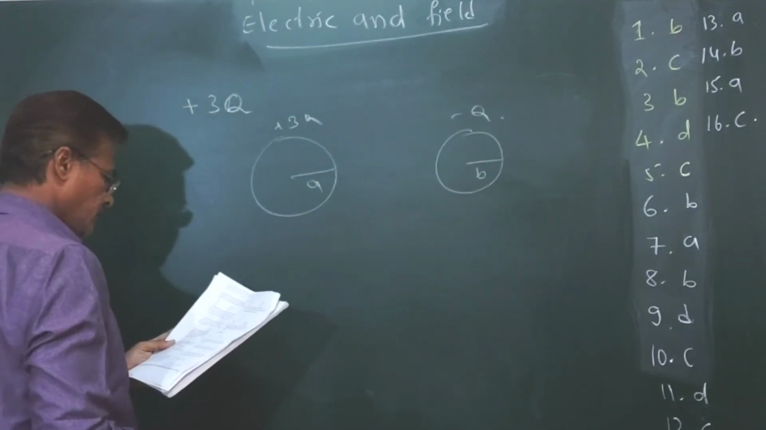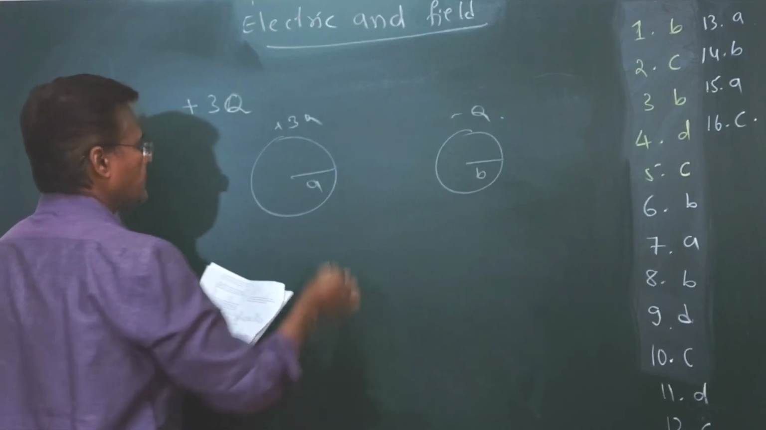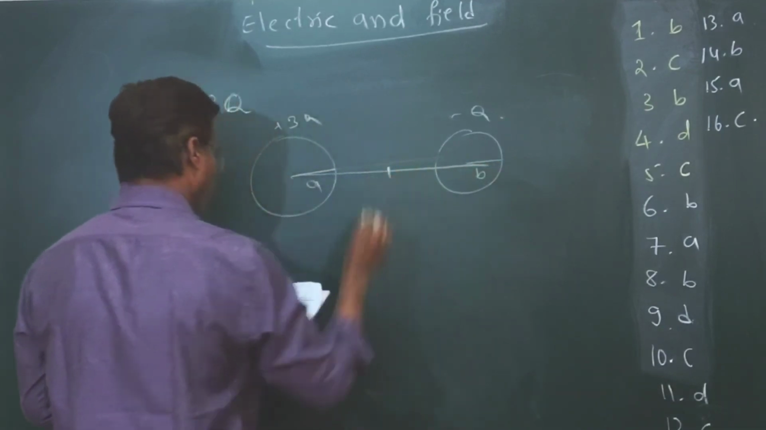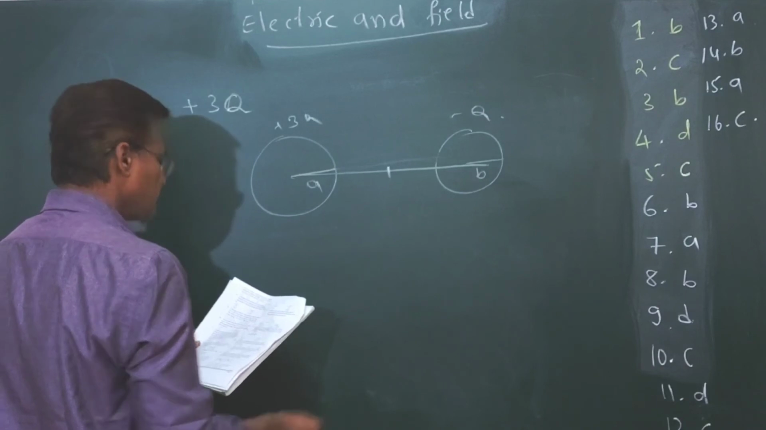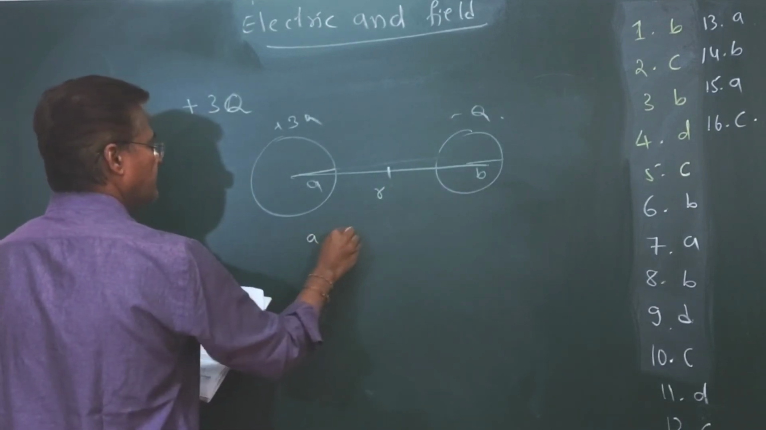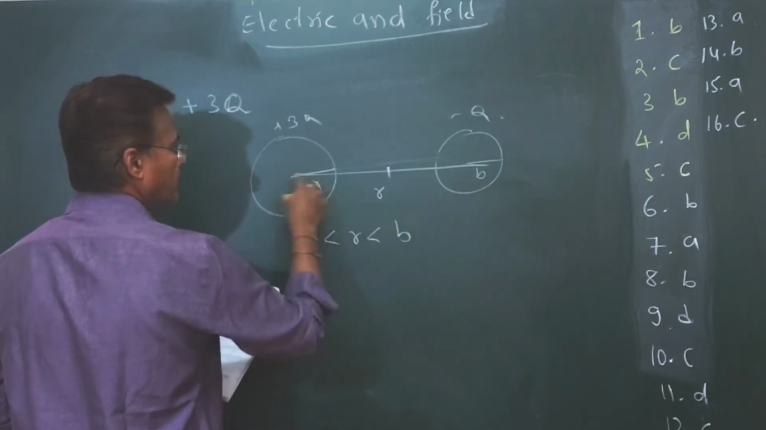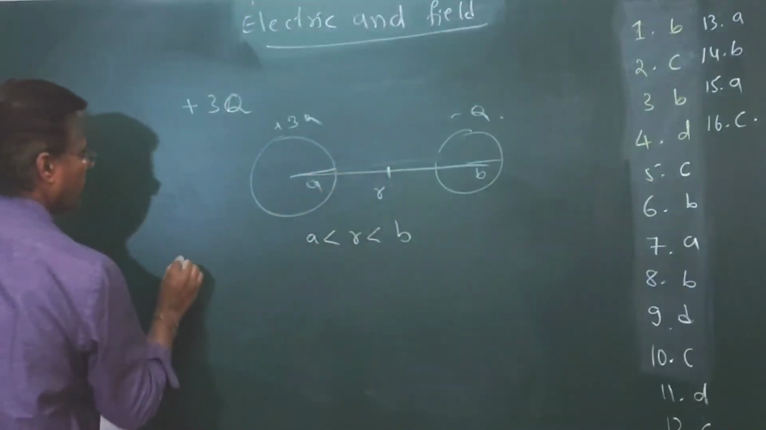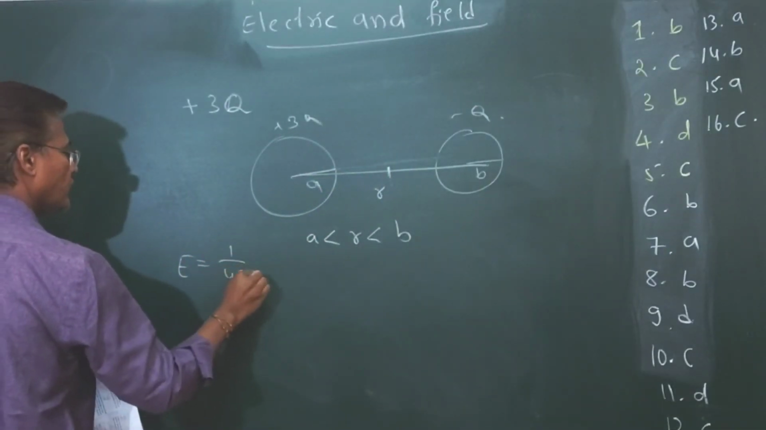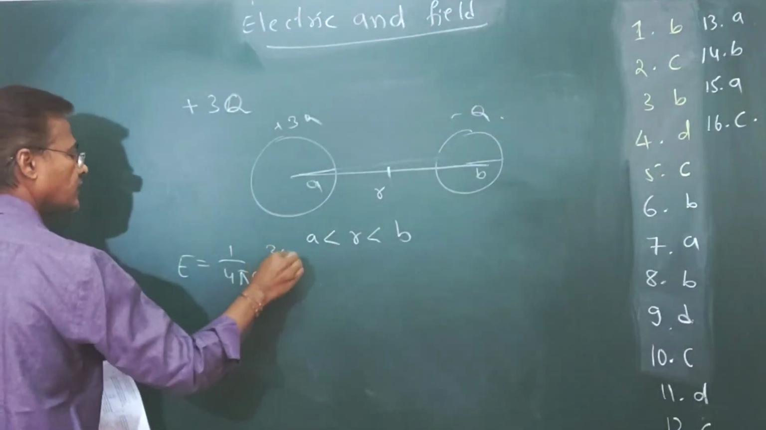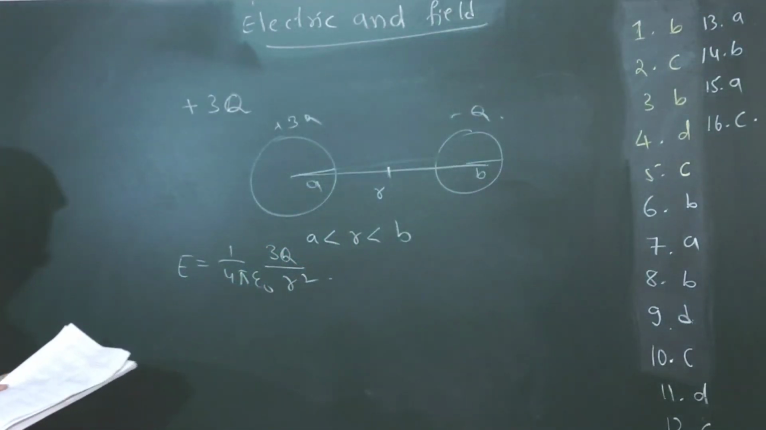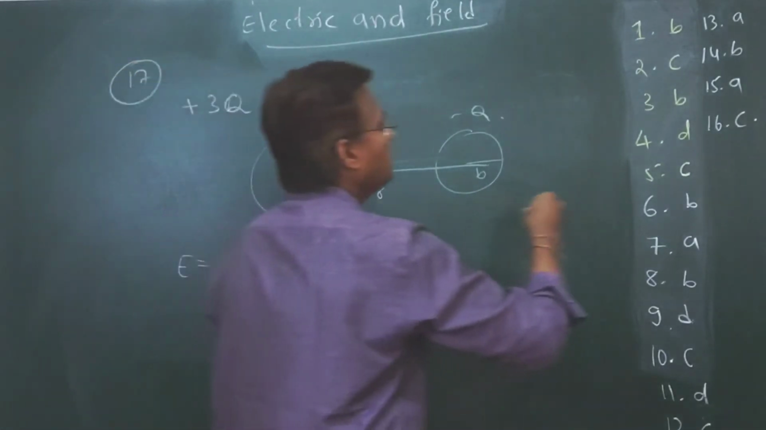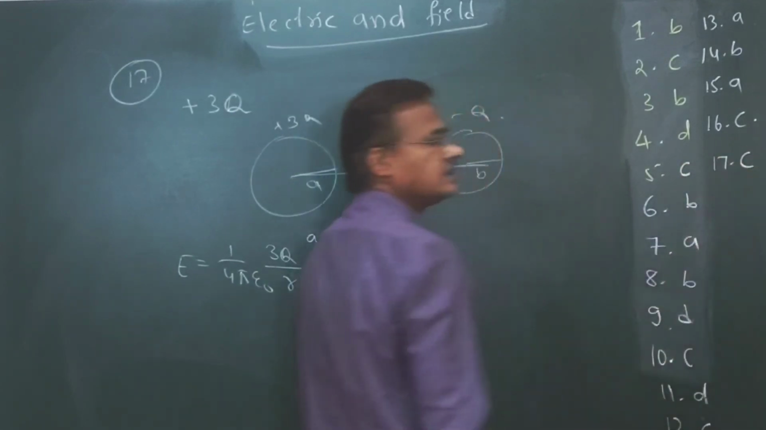So what is the electric field at a distance R? Somewhere it is here. So A is less than R, and again R is less than B. So what will be the electric field at this point? Electric field is equal to 1 divided by 4 pi epsilon naught, Q by R square, which here is 3Q by R square. So I think its option is C. The 17th question's answer is option C.